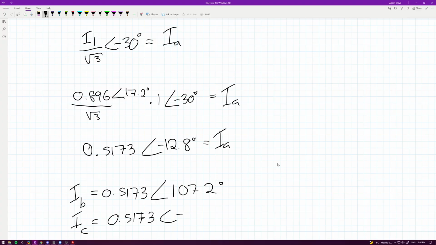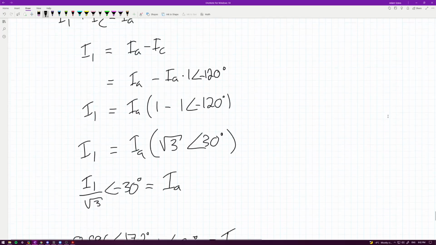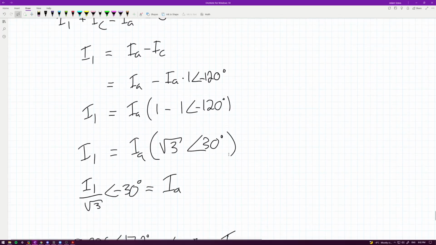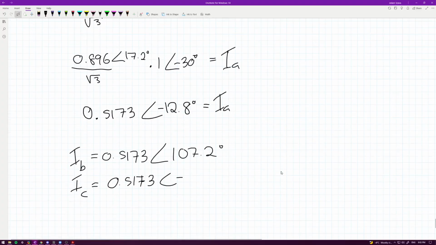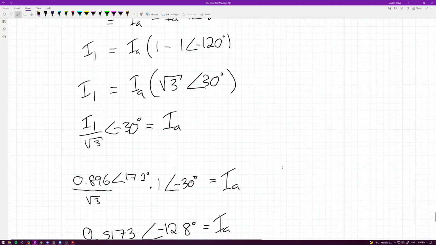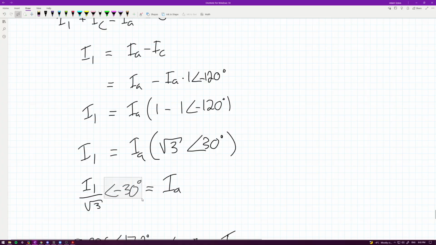Wait, this time wouldn't I1 be multiplied by positive 30? Let's see. This seems to make sense. Are you saying this should be a positive 30 here? Put this in, 32.8 degrees. Is that what you're saying? No? Good? Okay. Sounds good.